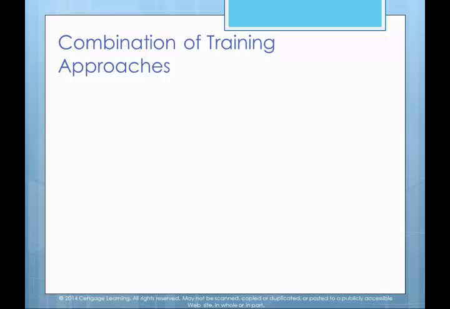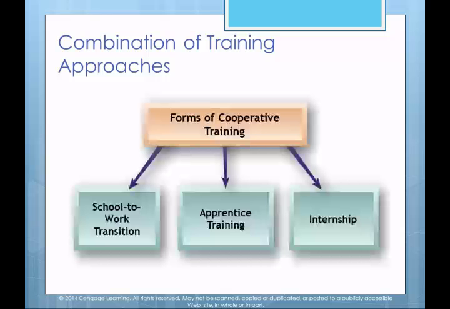Now there can be a combination of training approaches. Forms of cooperative training. School to work. That's training that generally is a transition. It helps individuals move into jobs while they're still in school, or upon completion of formal schooling. So such efforts may be arranged with high schools, community colleges, or some universities.